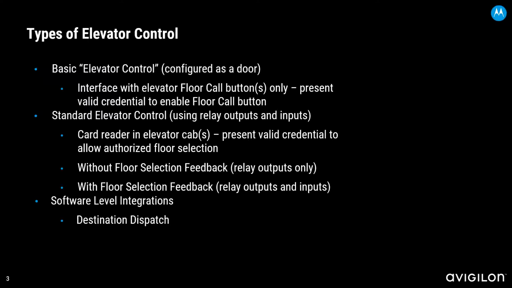The last type of elevator control I want to talk about is a software level integration. When we talked about standard elevator control, we're talking about using relays and an input point and doing some I/O logic to make that happen. If we look at a software level integration, that's where the access control system would be talking to the elevator controls directly, or in our case through a middleware platform, and there are no outputs and inputs to wire up. So we'll go a little bit into that as well as we go through the presentation today.